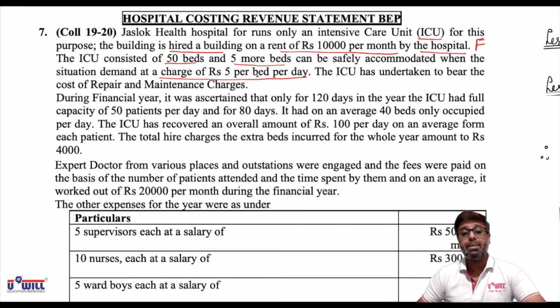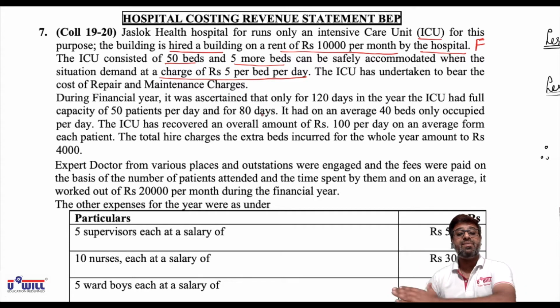Presently, the hospital has a capacity of 50 beds, but as you can see, even in the current pandemic times during corona, all hospitals are running above their capacity. They are keeping the patients above their capacity. So here also they say, if the situation demands, like the current situation of COVID-19, then in addition to 50 beds, how many more beds can be accommodated safely in the hospital?